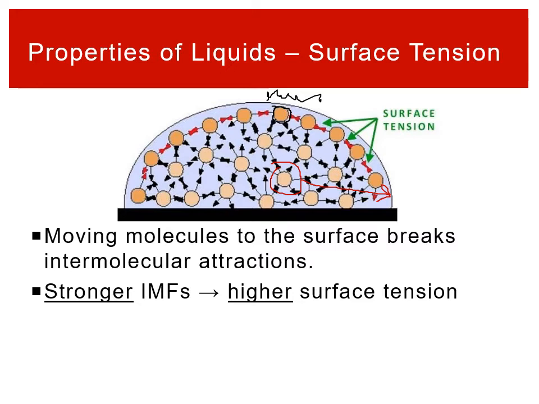You can also see that because you're missing these bonding partners out here, what ends up happening is that these molecules are literally pulled in, because there's nothing holding them out. And so that's what pulls them in, keeps the droplet small and maintains a smaller volume.